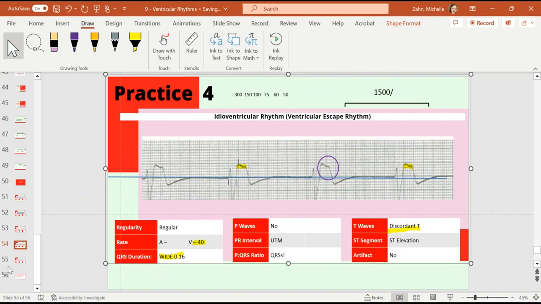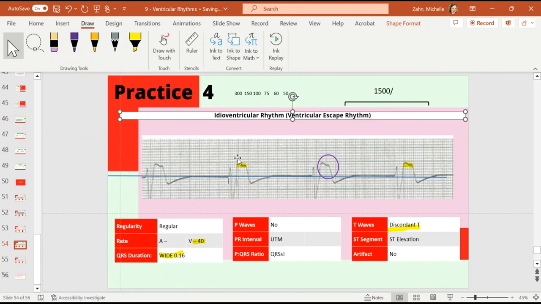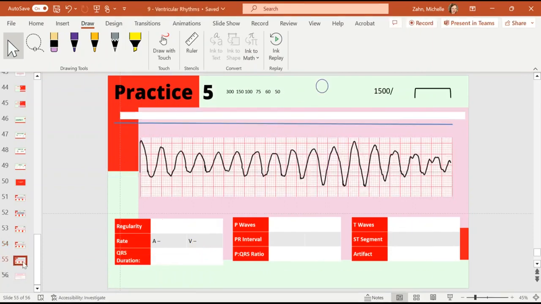You should put "with ST elevation" on this one, just because ST elevation is always concerning, but we'll leave it. It's good enough. All right, last one here.